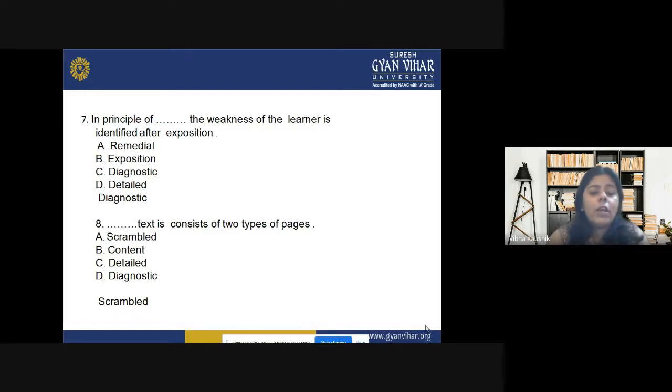Now, the eighth one: dash text consists of two types of pages. Which text consists of two types of pages? Options are A, scrambled, B, content, C, detail, or D, diagnostic. So these are the options. Now you have to select the correct one, and the correct answer will be option A, that is a scrambled text consists of two types of pages.